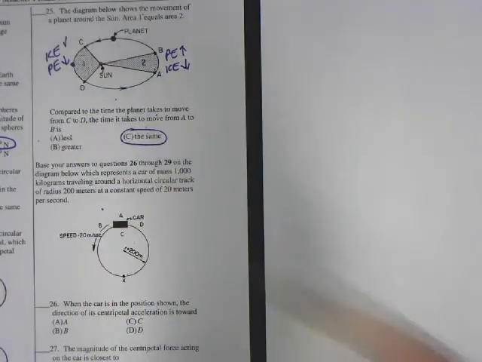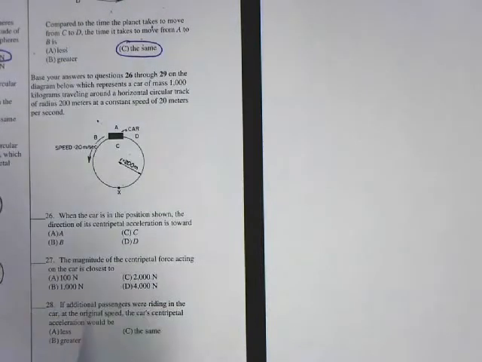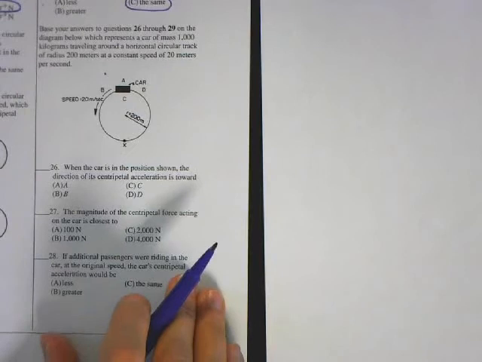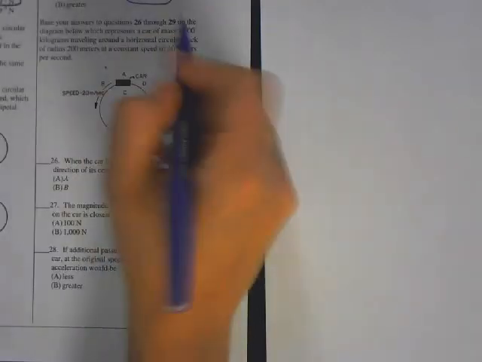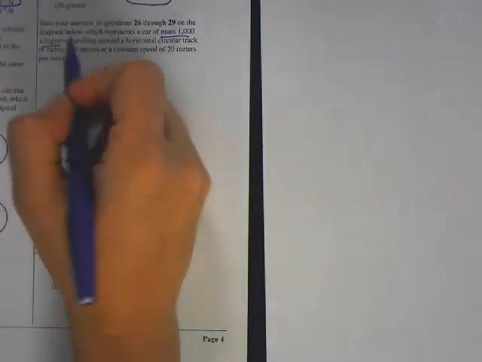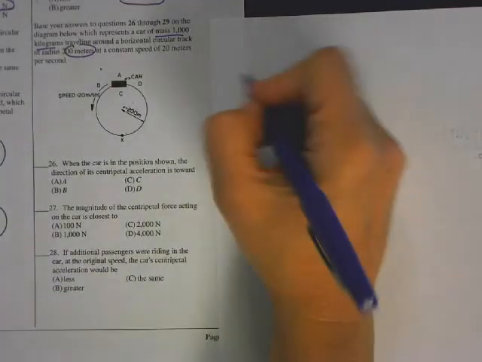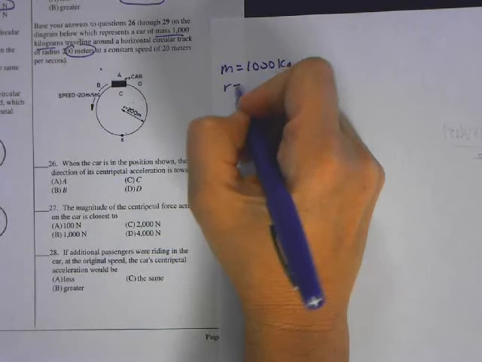All right, so these questions all have to do with this one picture. It says base your answers to 26 through 29 on the diagram which represents a car of mass, so the mass is 1,000 kilograms, traveling around a circular track. The radius is 200. On my scrap paper, I might want to write this: mass is 1,000, radius is 200, and the speed is 20 meters per second. So now I have all my givens.